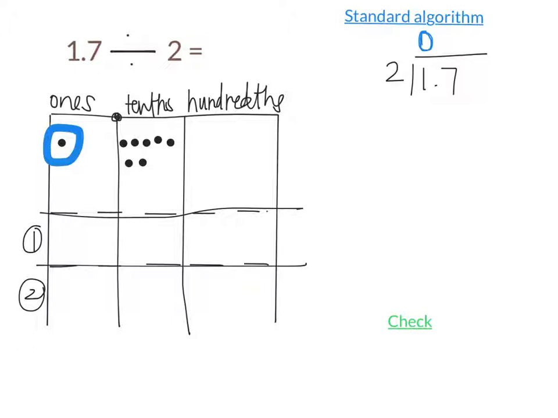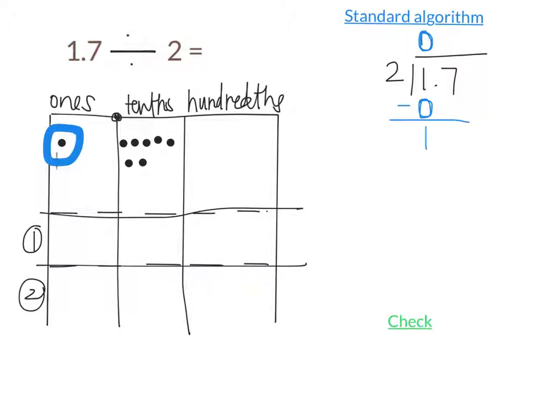Now, Mom's going to multiply to find out how many we used up. How many of the ones did we use up? 0. 0 times 2 is 0. So show right here that we used up 0 of them. How many ones are left? 1, right? Because we had 1, we didn't use any, so there's 1 left. 1 minus 0 is 1.